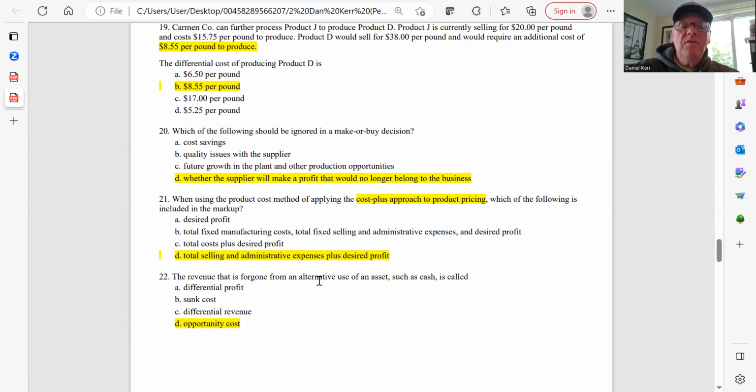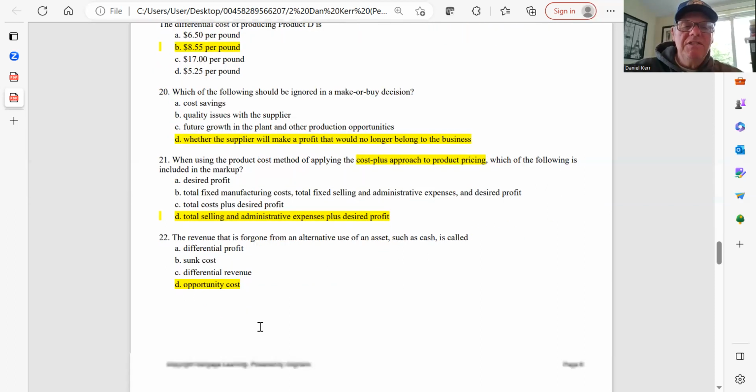22, the revenue that is foregone from alternative use of an asset, that's called opportunity cost. It's not sunk cost. Sunk costs are those costs that are not relevant, such as the undepreciated cost of a fixed asset. But opportunity cost, that's the revenue you give up by investing in an asset. So if you had an opportunity to put money in the bank and get a 10% rate of return, then the opportunity cost is 10% of the investment. So the answer there is D.